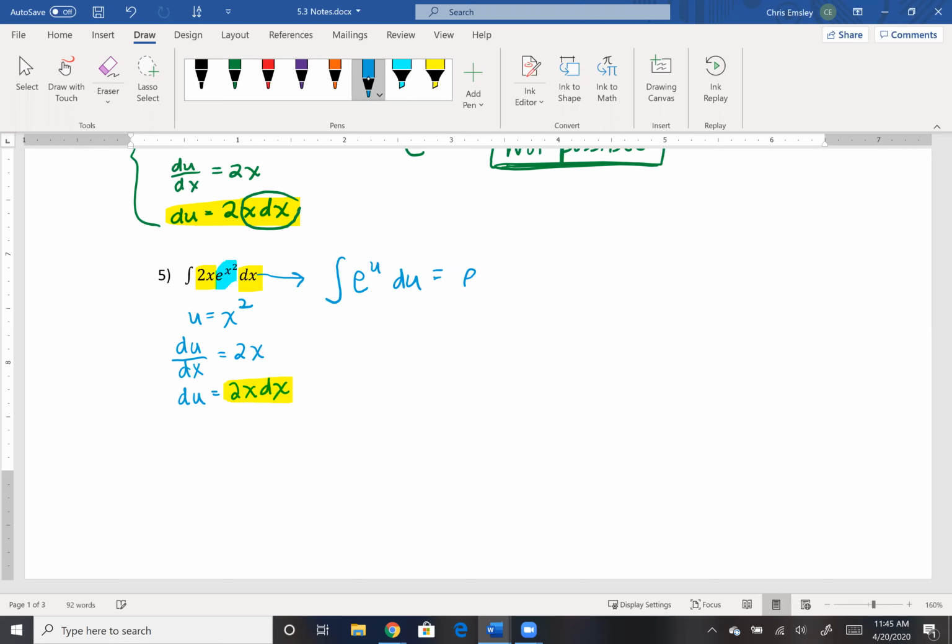The integral of e to the u is e to the u, and then we just put that x squared back in there. And there is our final answer. Any questions on that one?